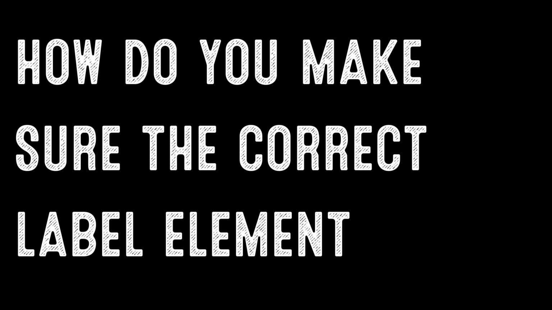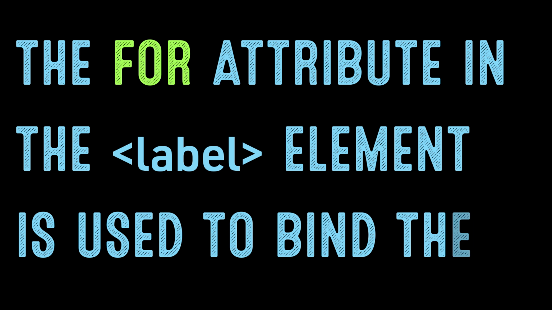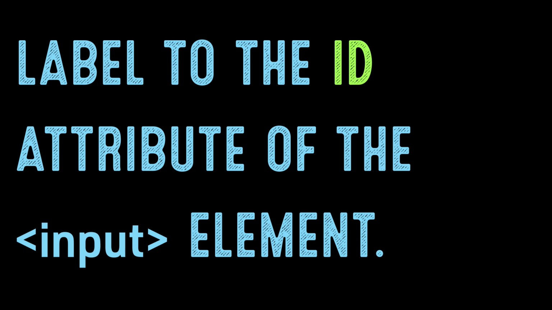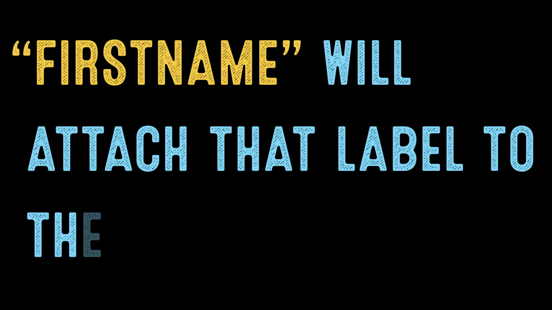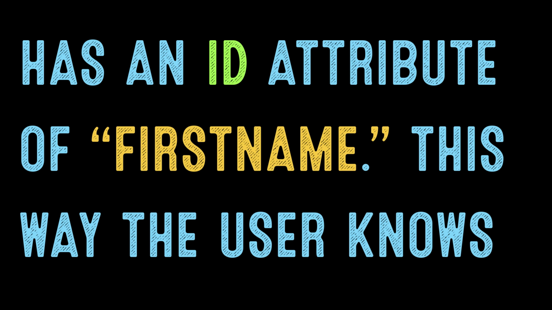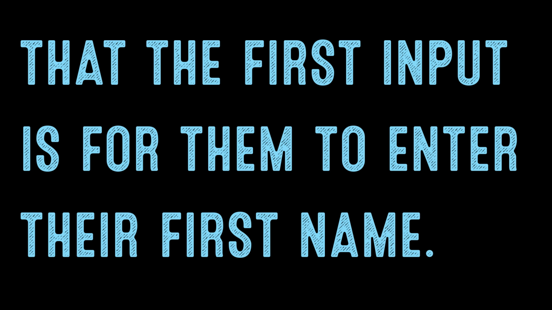How do you make sure the correct label element is applied to the right input? The for attribute in the label element is used to bind the label to the ID attribute of the input element. So in this case, the first label with the for attribute of first name will attach that label to the first input, which has an ID attribute of first name. This way, the user knows that the first input is for them to enter their first name.